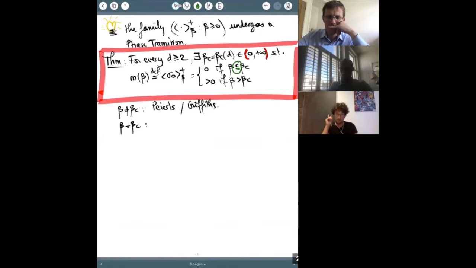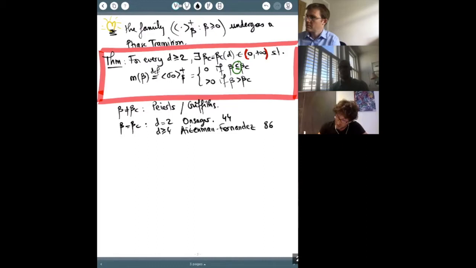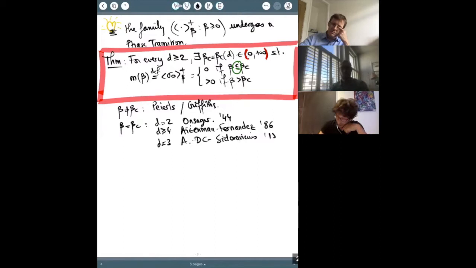So this result of having no magnetization at beta c, sorry about that, it has a long history. In d equal 2, this is due to Onsager, in '44. Then there is a result by Aizenman and Fernández for the dimension d larger or equal to 4, which is maybe '86, something like that. And d equals 3, which was the remaining case, and you are going to see that dimension 3 is a difficult dimension, is a result by Aizenman, Duminil-Copin, and Sidoravicius from 2015.